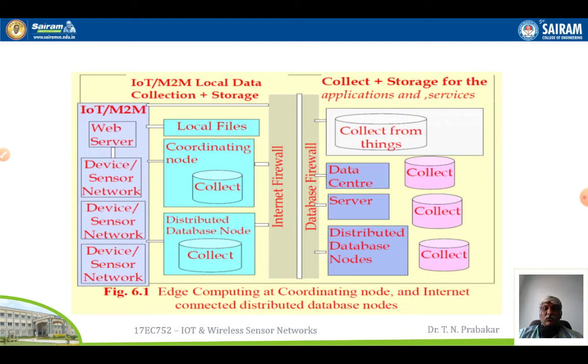And this is an overall circuit like edge computing. In the edge computing, on the left hand side, of course, there is nothing. Of course, the similar thing, there is a web server, and a device or sensor network. There are some local files. There is a coordinating node which collects all the data, organizes it, and sends it to the internet firewall.